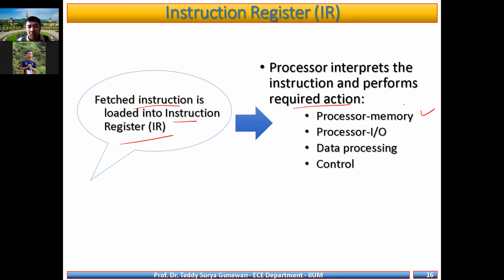For example, load from memory or store to memory, or processor to I/O, like sending data through an Ethernet card or sending it to the printer. This is processor I/O. Data processing is like multiply, summation, subtraction, and so on. Control means like if-else: if this, go to the next one; if that, go to the next one. So this is the control.